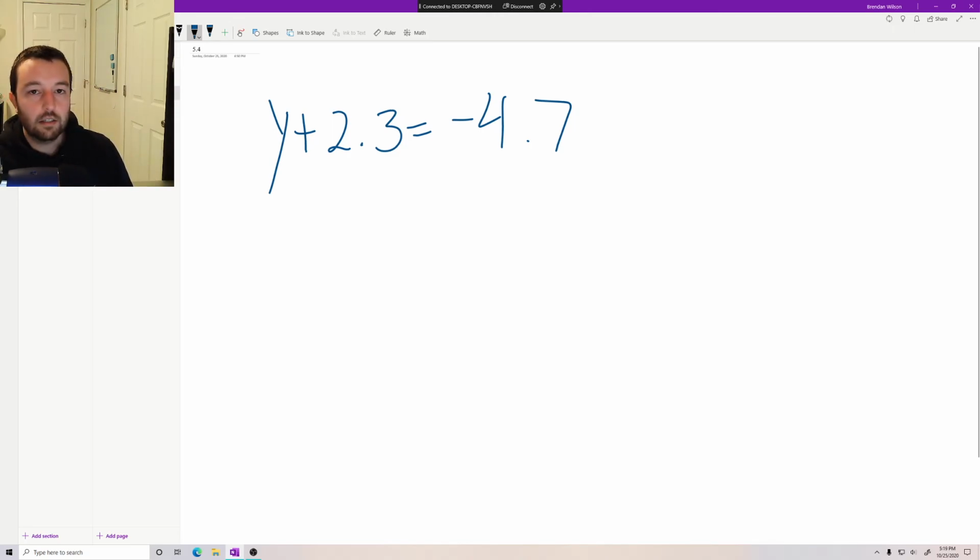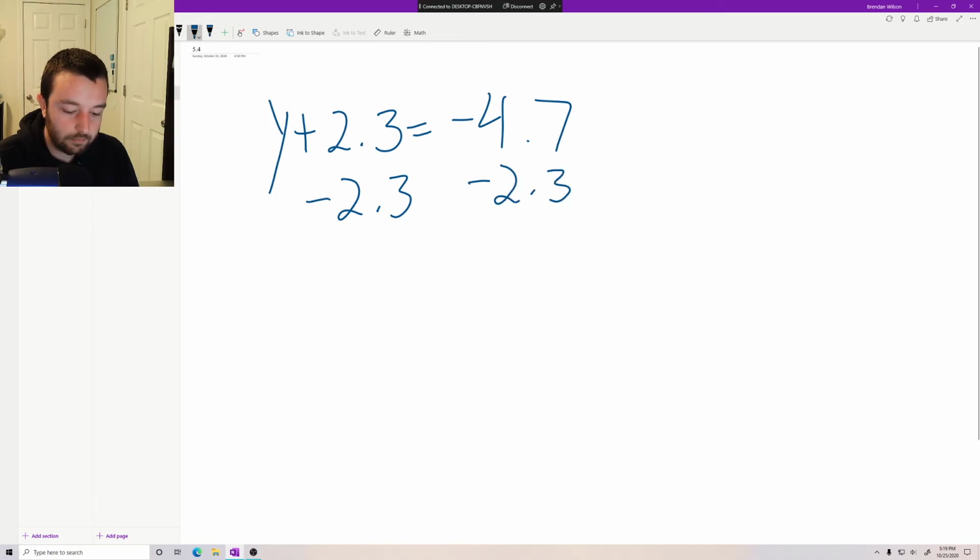So the process is going to be exactly the same as when we did these kind of equations with whole numbers. Now we just have decimals, though, so we have to think about our decimal operations. We still want to get y by itself, so we're going to subtract 2.3 on both sides. So the only difference is now we have to think about, what's negative 4.7 minus 2.3?